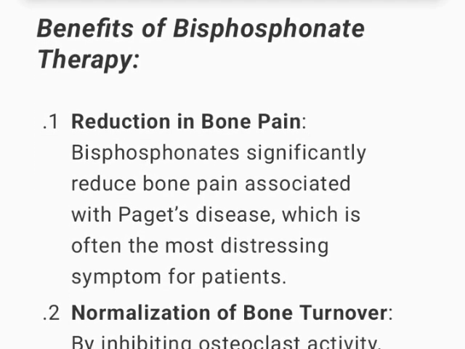Benefits of bisphosphonate therapy. 1. Reduction in bone pain. Bisphosphonates significantly reduce bone pain associated with Paget's disease, which is often the most distressing symptom for patients.